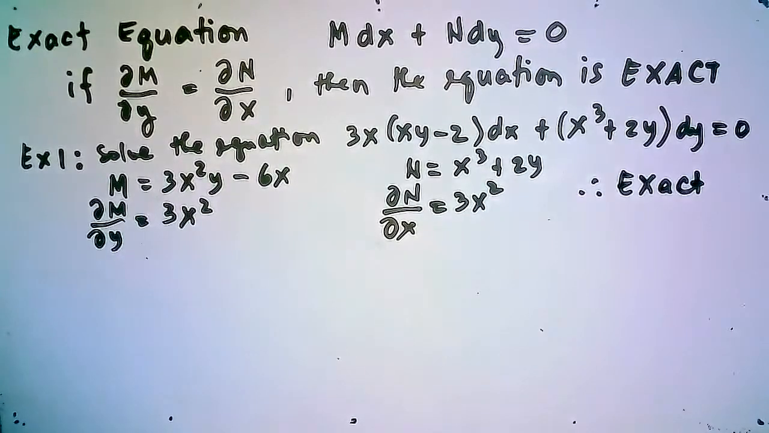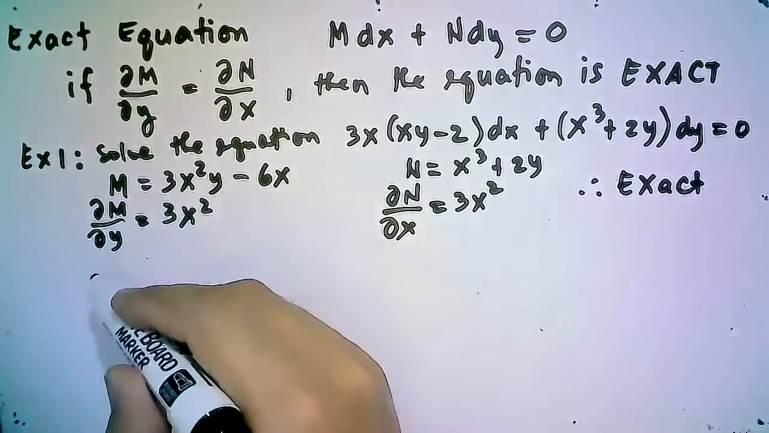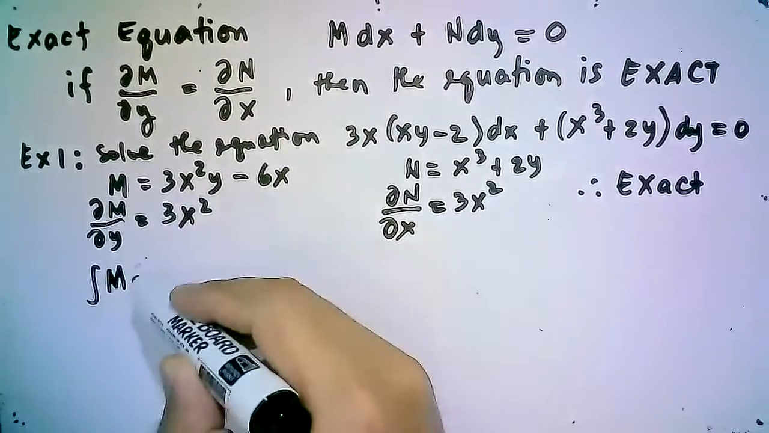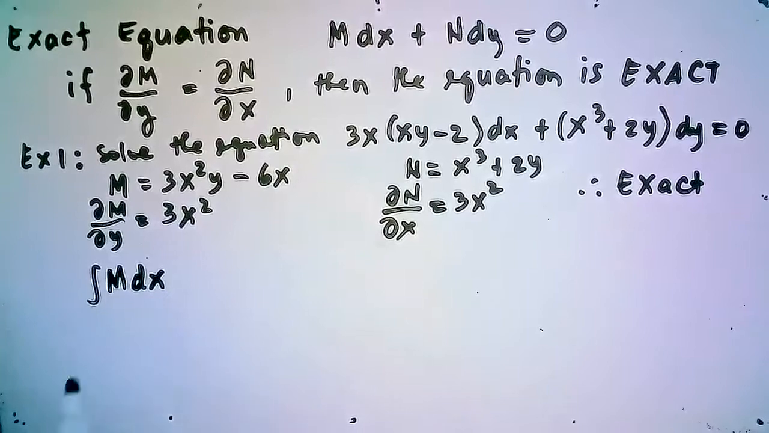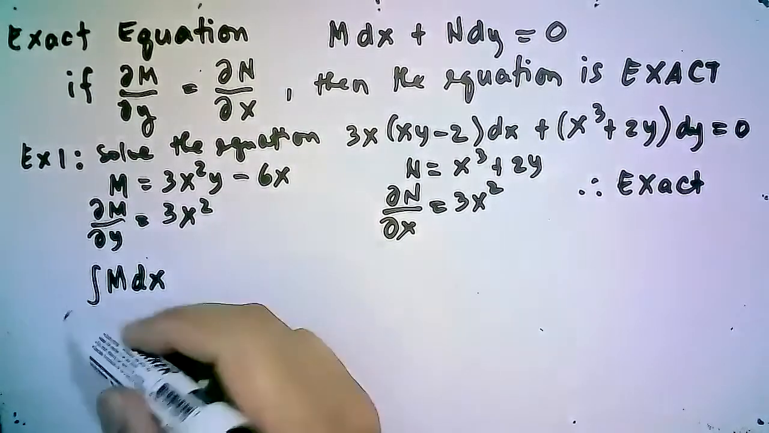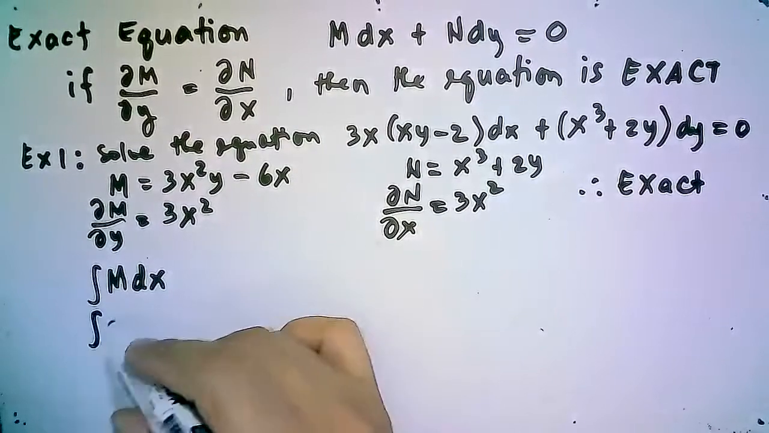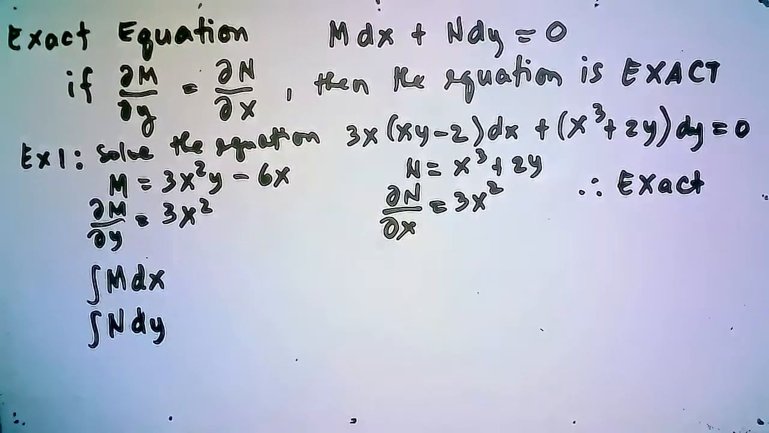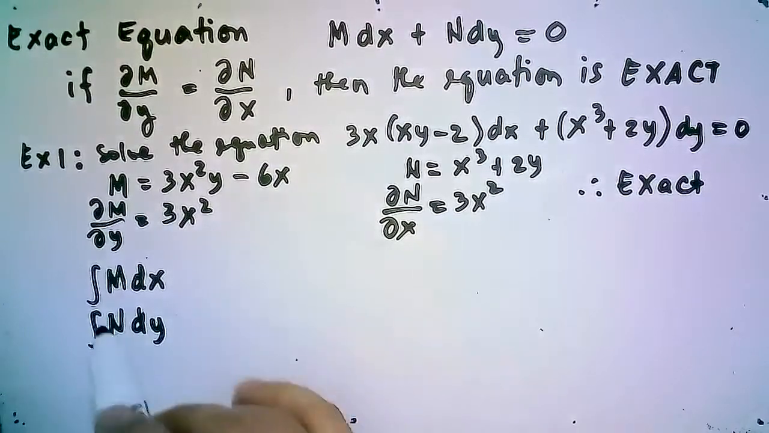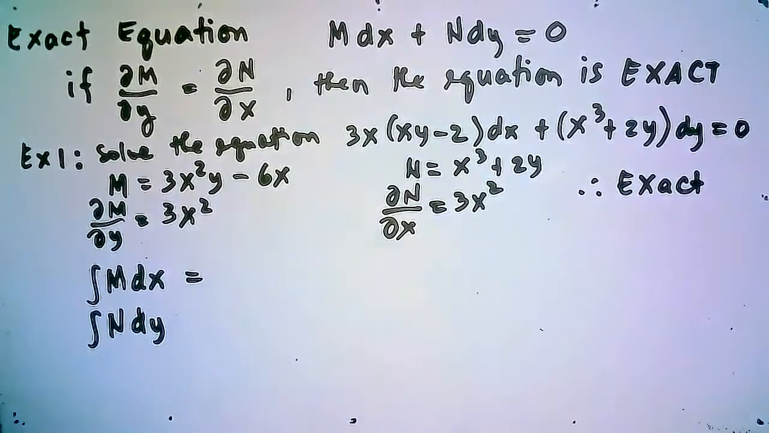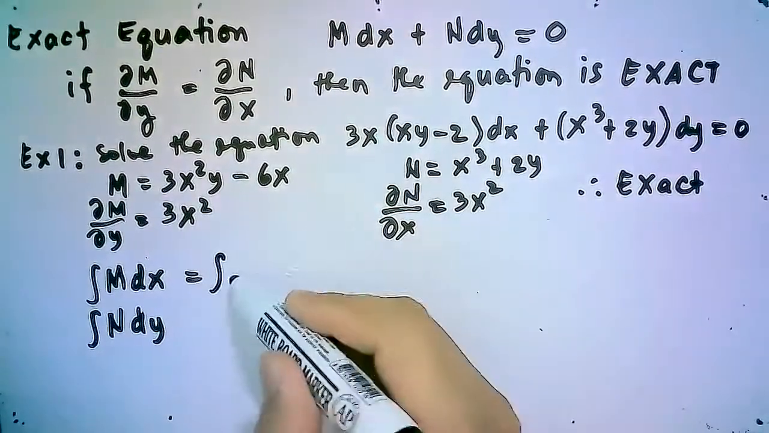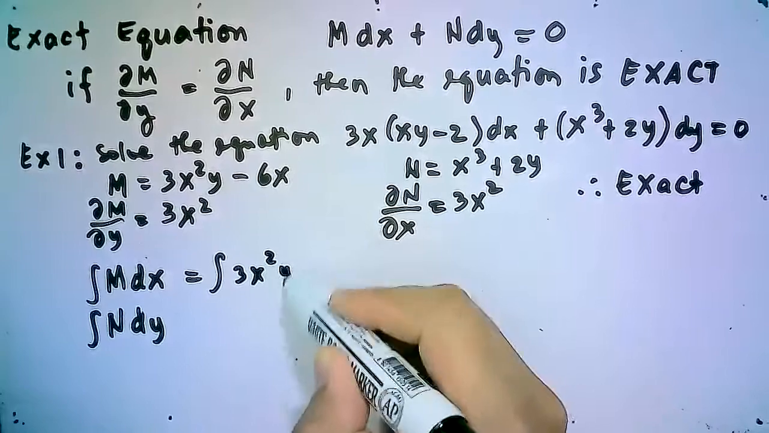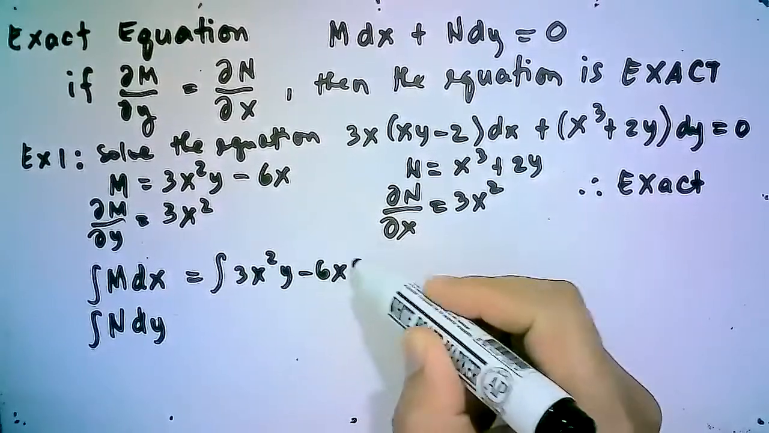Now, to solve problems involving exact equations, we will have the integral of M dx, and also the integral of N dy. However, on this part, we disregard those terms with x. We start with the integral of M dx, where M is 3x squared y minus 6x dx.